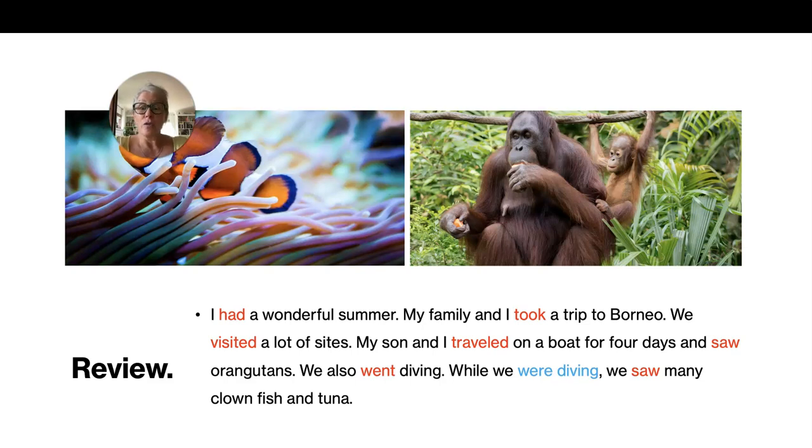I had a wonderful summer. My family and I took a trip to Borneo. We visited a lot of sites. My son and I traveled on a boat for 4 days and saw orangutans. We also went diving. While we were diving, we saw many clownfish and tuna. So these are clownfish, and of course these are orangutans, my favorite animal.